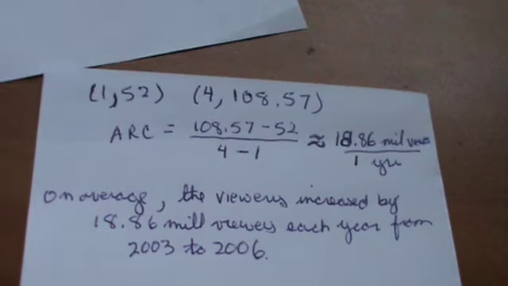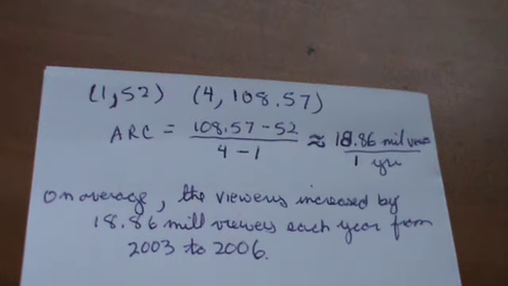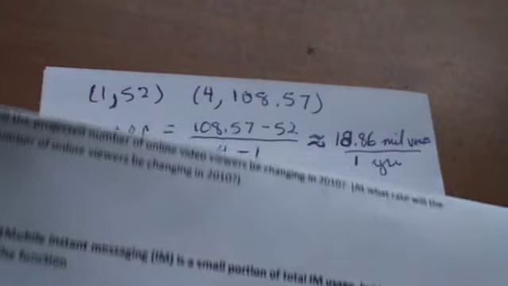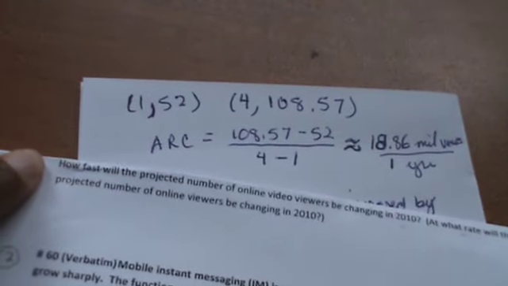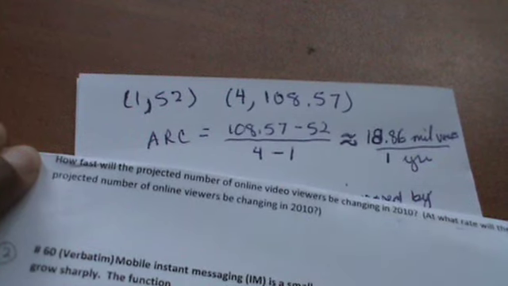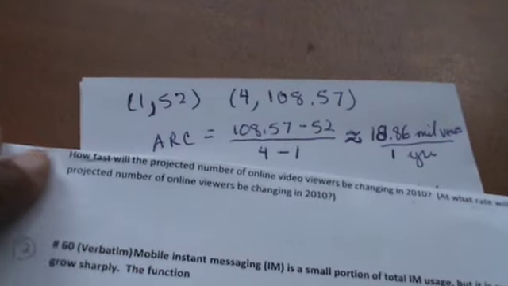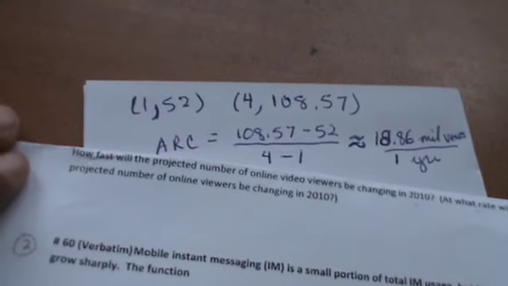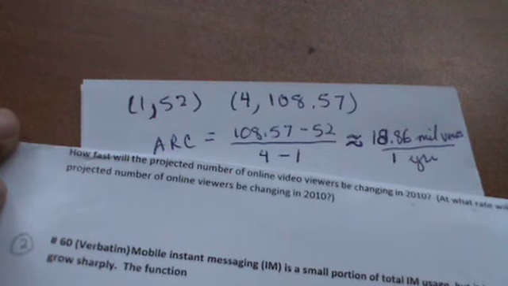Now we need to compare that to this next question. Okay, so hopefully you guys are looking at that third question because that one is important also. It's asking something different. Okay, so let me show you that one. It says, how fast will the projected number of online viewers be changing in 2010? So in a specific moment. Okay, this is no longer the average rate of change. You're not doing change in y over change in x. This one is the derivative.